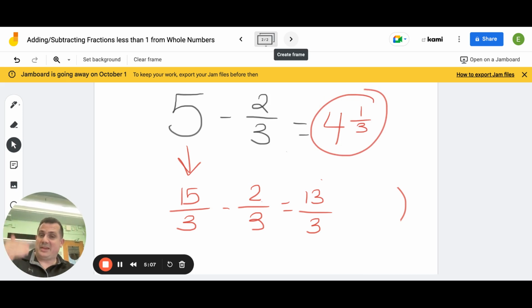Okay, so that's how you could change this into an improper fraction, which is down here. All right, you're turning the 5 into an improper fraction, subtracting the 2/3. You get 13/3. If 13/3 is your answer, bam, you're done. If not, how could I turn that into a mixed number? And it's right there. Okay, I wanted to make this video quick, just giving you an example, 5 minus 2/3.